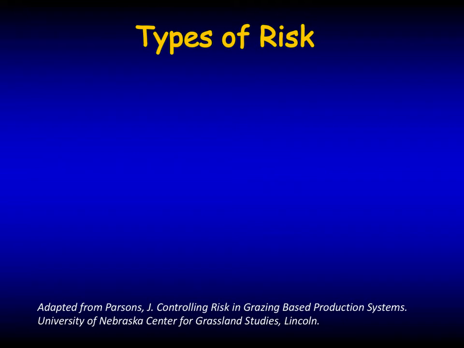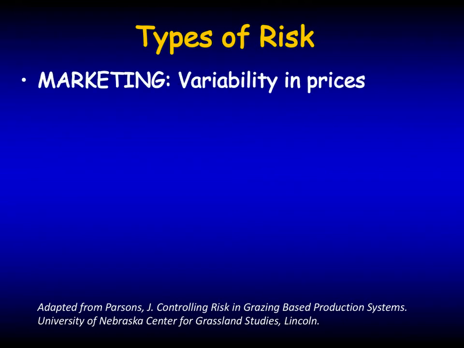The important thing to remember about risk is that it's an inherent part of agricultural production, right? Always going to have risk. And what we need to do is try to mitigate that risk as much as we can. But it's important to realize there are no silver bullets. You're always going to have some risk in that production system.